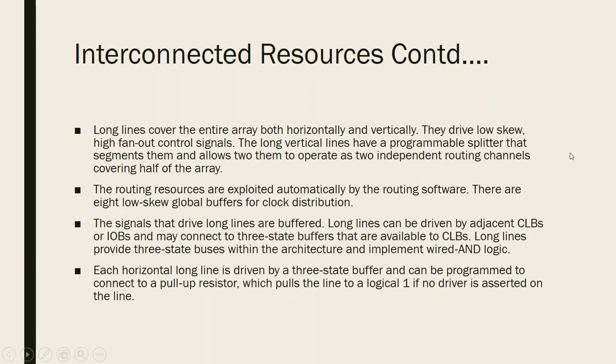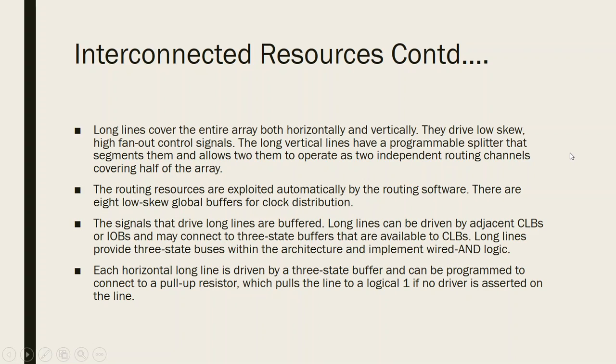So there are 8 low skew global buffers for clock distribution as well. The signals that drive the long lines are buffered. So long lines can be driven by adjacent CLBs or IOBs. IOBs are the input output buffers and may connect to 3-state buffers that are available to CLBs. Long lines provide 3-state buses as well. So that is within the architecture and implement wired AND logic.